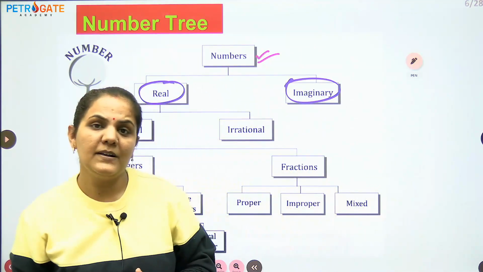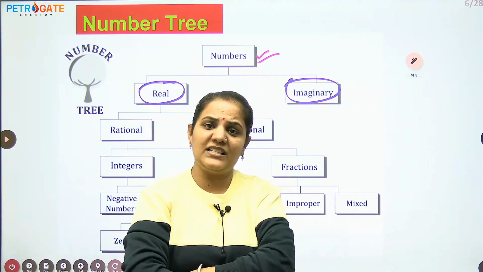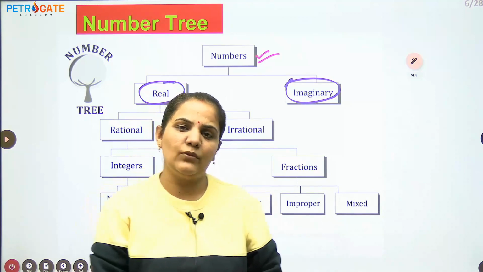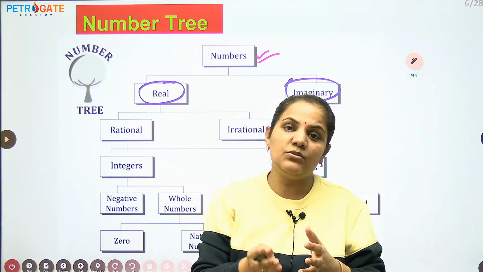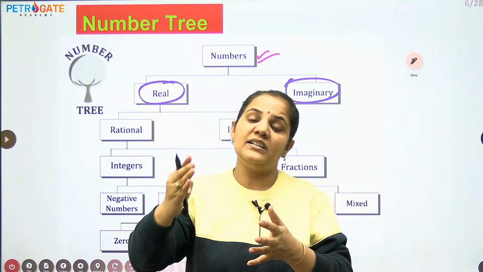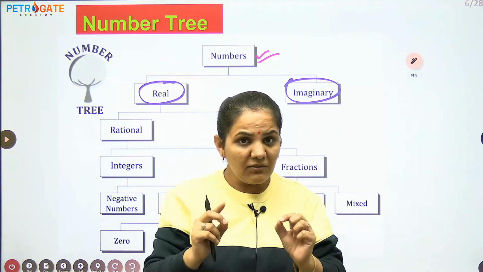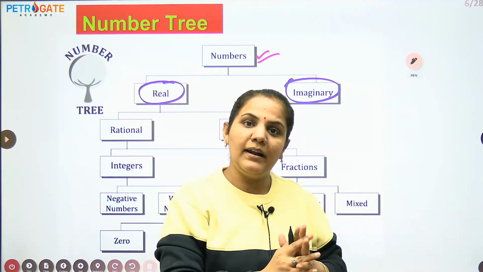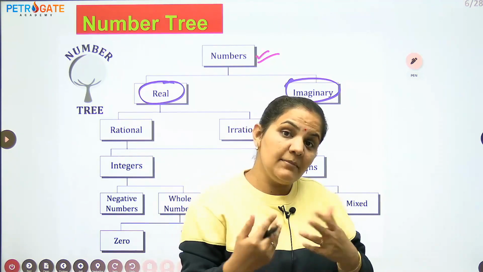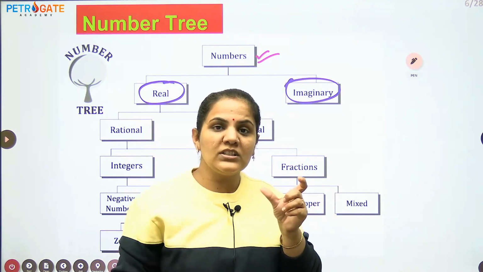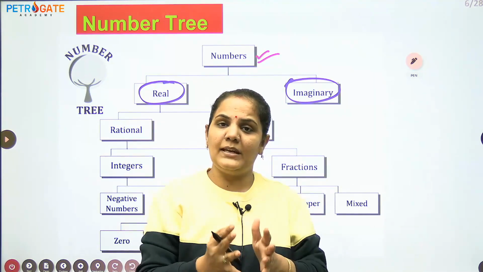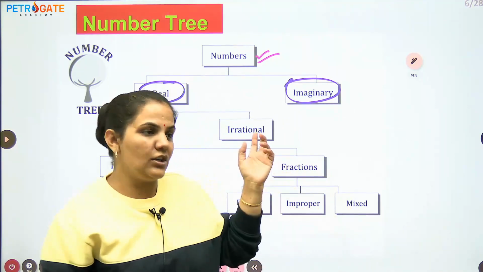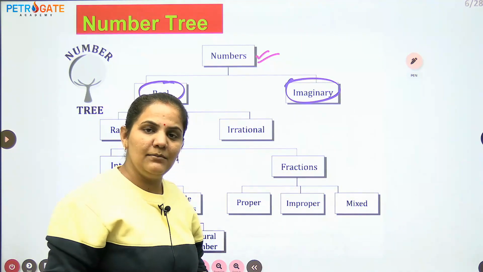Now what is a real number? A real number means a number which contains real values. The meaning of real values, you will say, "Ma'am, it's very simple." Those numbers are called real numbers which we can plot on the number line. If I talk in mathematical language, those numbers are called real numbers which we can plot on the real axis of the number line. Okay, now let's discuss one more definition of this real number.